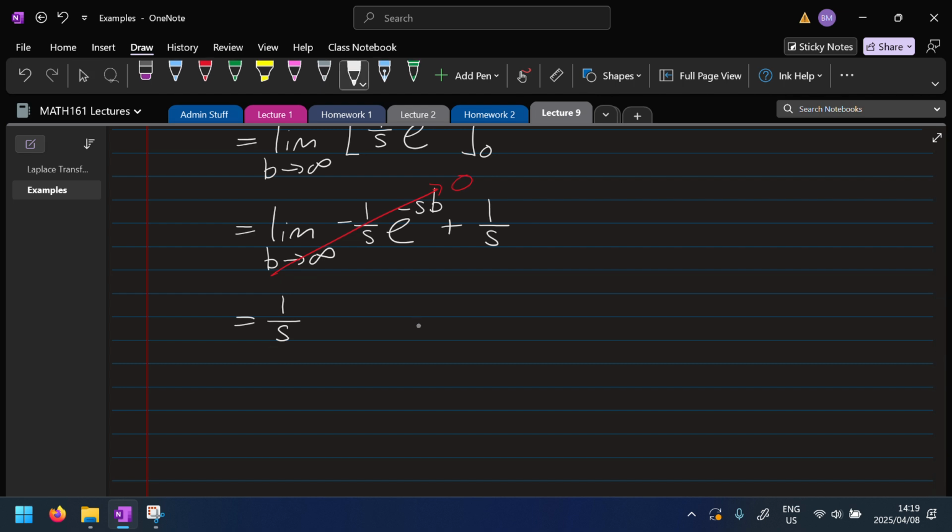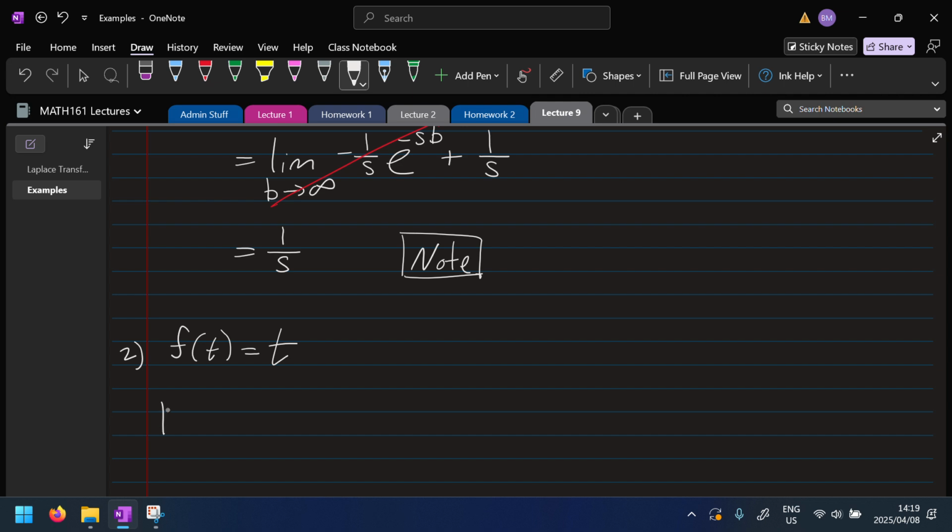Please make a note of this in your books. We will be seeing this later on. So just remember, make a note of that. Okay, for the second example, we're going to have f of t equals t. So a bit more complicated than the first one, but not too bad.